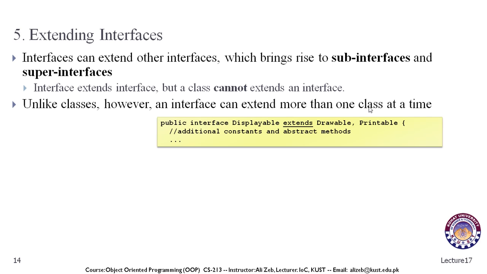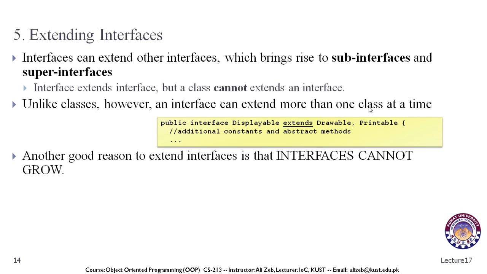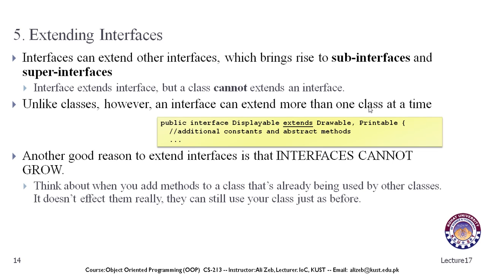Additional constants and abstract methods may be included over here, but when you extend other interfaces, all of the methods and the constants of those interfaces are extended into this interface. Another good reason to extend interfaces is that interfaces cannot grow. As we discussed this problem earlier as well, think about when you add methods to a class that is already being used by other classes. It doesn't affect them really. They can still use your class just as before.